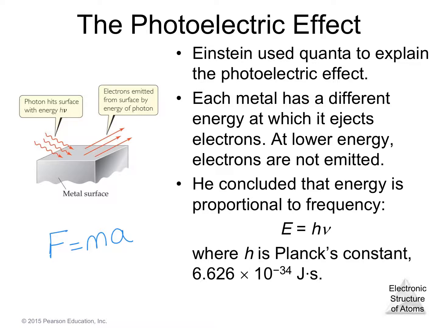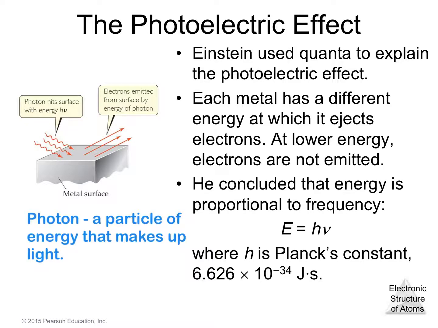This is one of many experiments where scientists were observing light acting like a particle. It's something with a mass to it. So this kind of begins to get into what we call the dual nature of light. We say that light acts both like a wave and like a particle with a mass. When you think of it in terms of a particle, we call it a photon. A photon is a particle of energy that makes up light. So light acts both as a wave and as a particle.